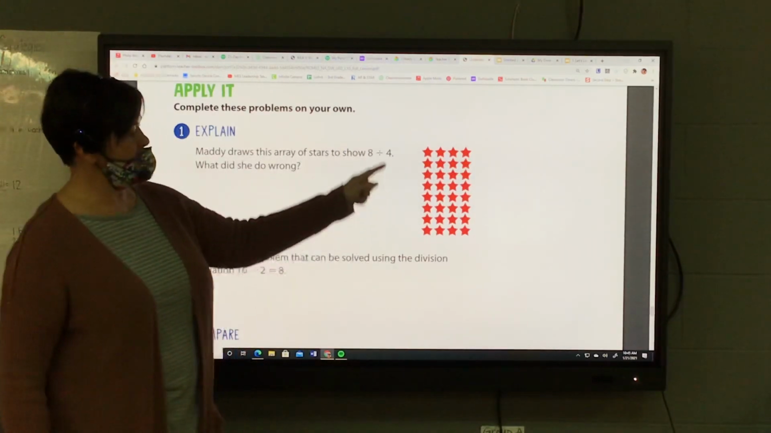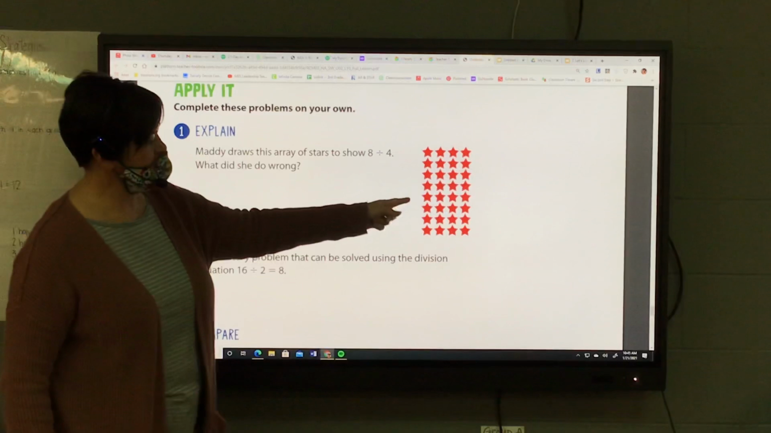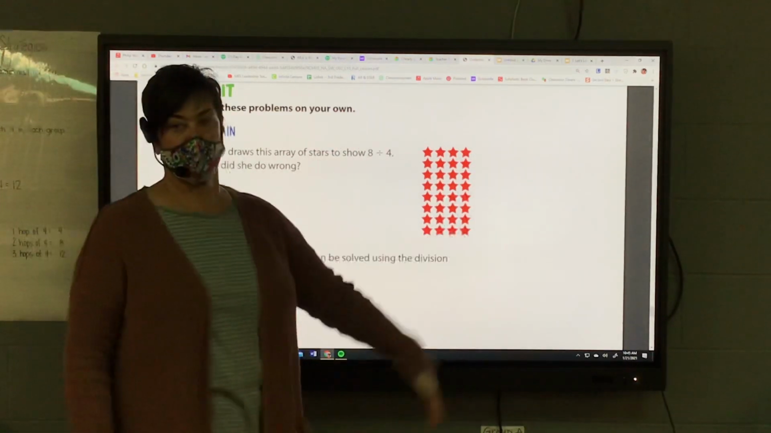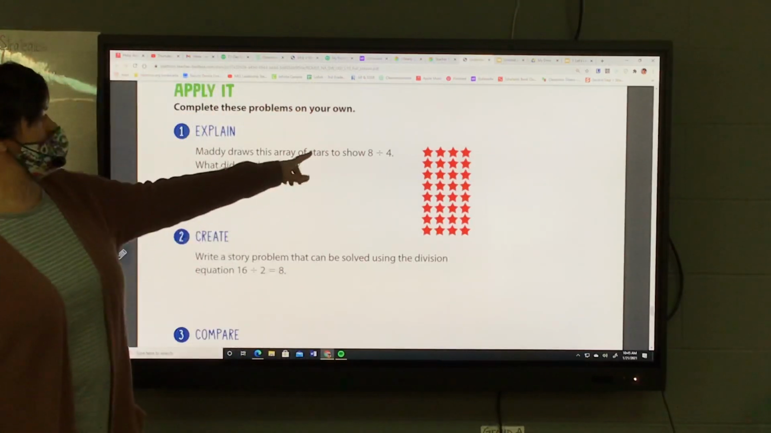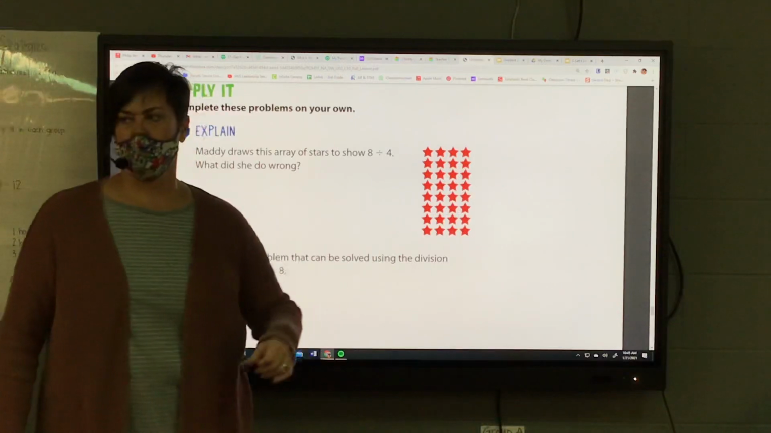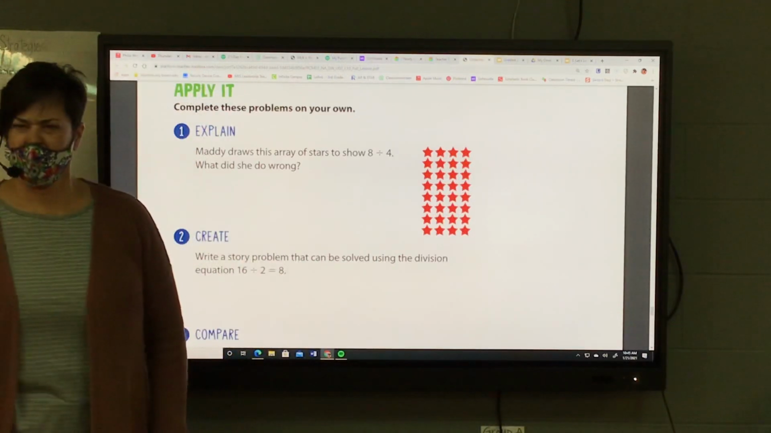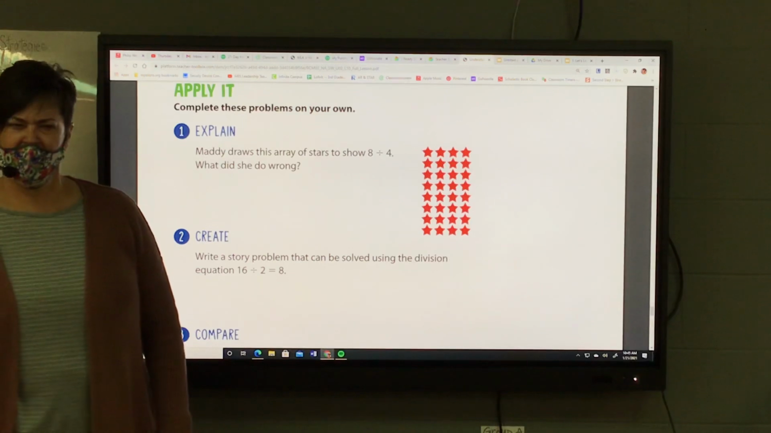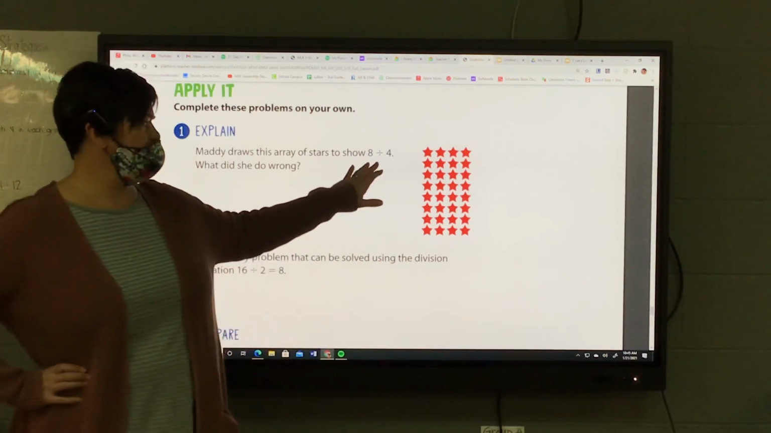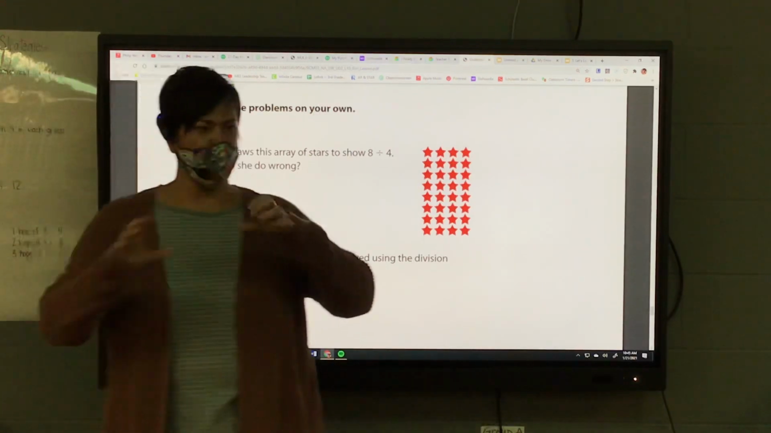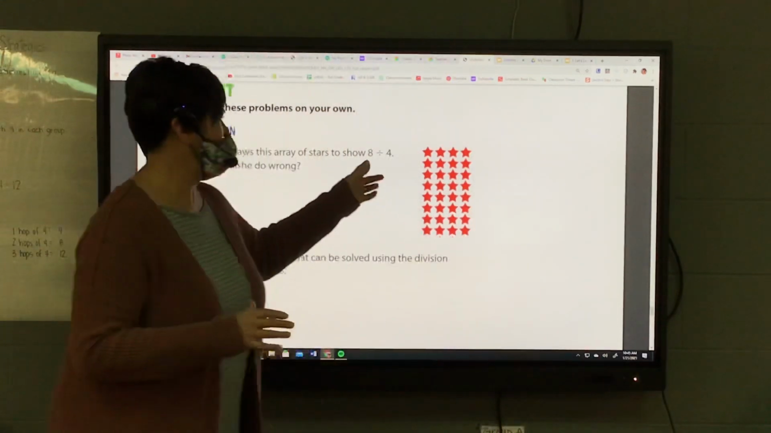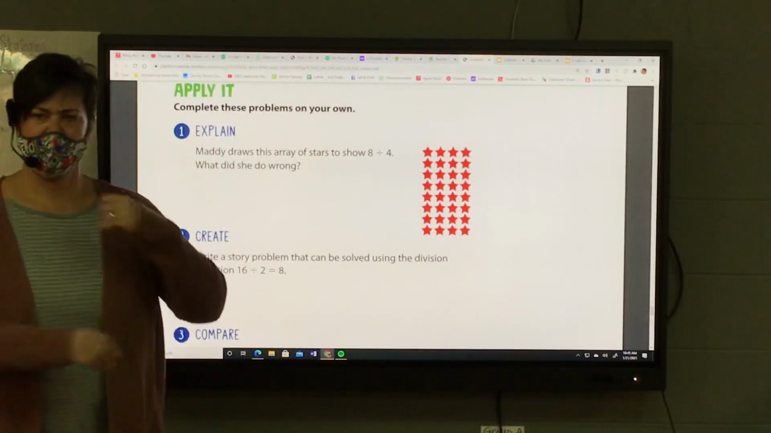How many rows are there? 1, 2, 3, 4, 5, 6, 7, 8 rows. And how many are in each row? 4. She thinks that she drew an array to show 8 divided by 4. Is that what she did? No. Because if she wrote 8 divided by 4, that means her total amount in all would be 8. What did she do wrong?